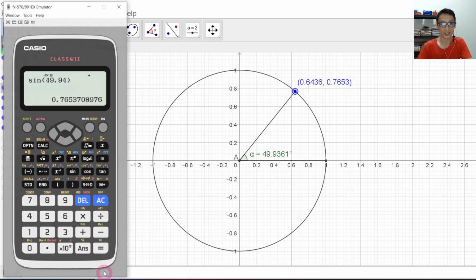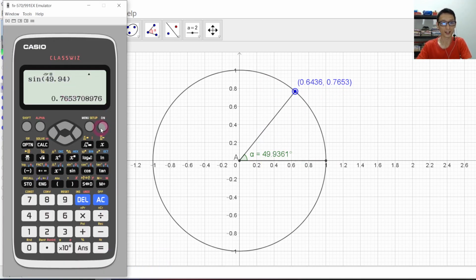Now let's take out our calculator and try to check. Sine 49.94 degrees. You don't have to key in the degree sign, it is okay, because your calculator has a D here, so your calculator knows that this is in degrees. Press equal. You notice that this is actually the y coordinate. So remember, sine theta, y coordinate.